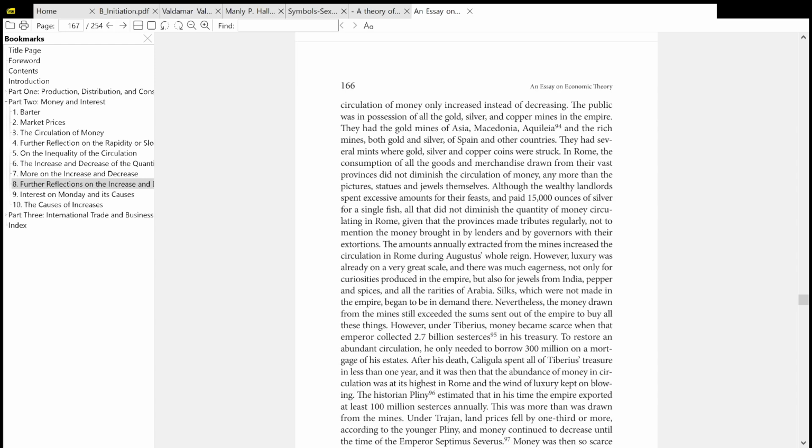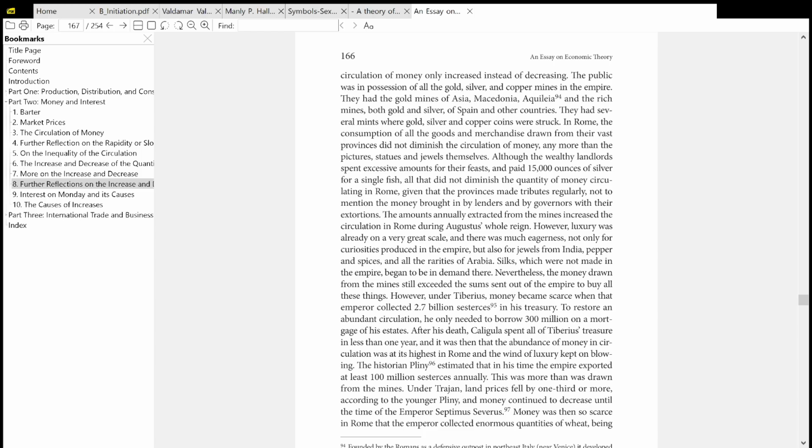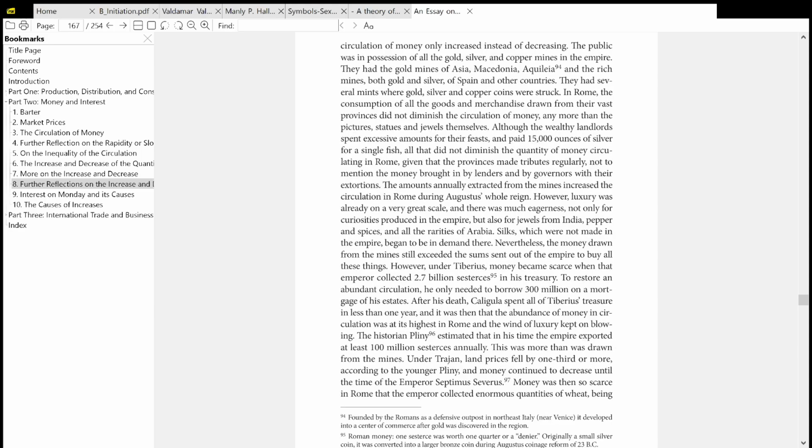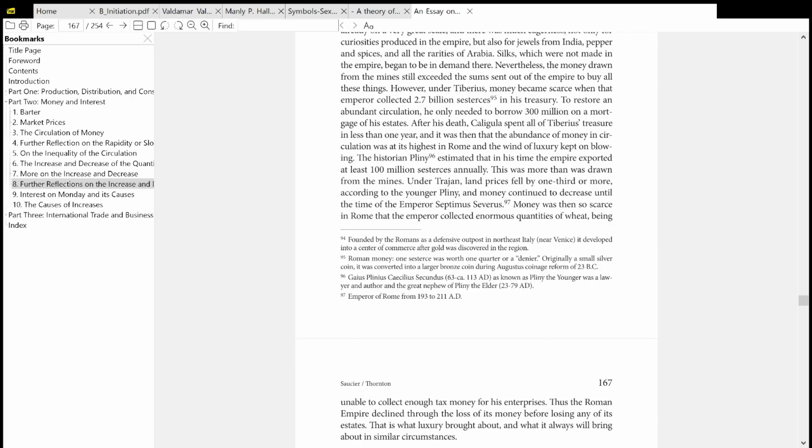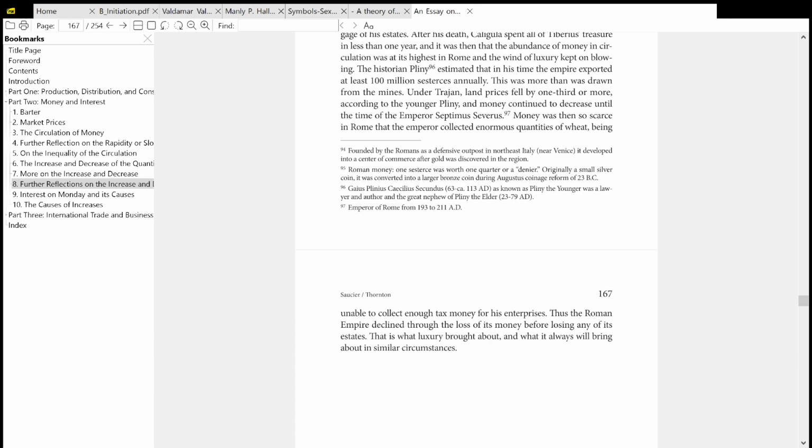Under Trajan, land prices fell by 1/3 or more, according to the young Pliny, and the money continued to decrease until the time of the Emperor Septimius Severus. Money was then so scarce in Rome that the emperor collected enormous quantities of wheat, being unable to collect enough tax money for his enterprises. Thus, the Roman Empire declined through the loss of its money before losing any of its estates. That is what luxury brought about, and what it always will bring about in similar circumstances.